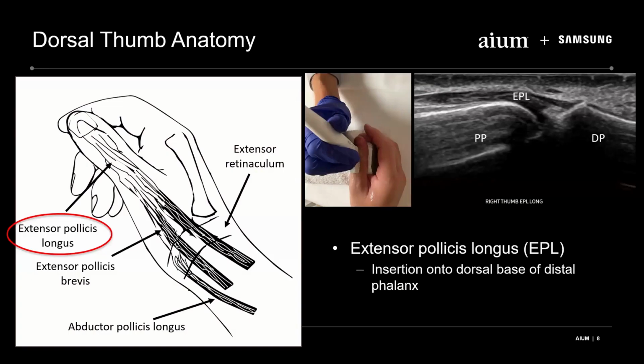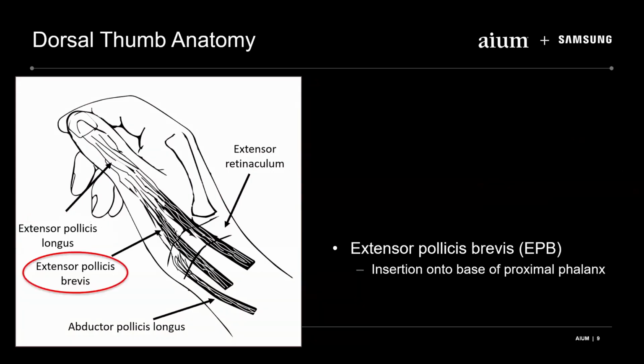But this is using a hockey stick 22 megahertz transducer, and we're oriented over that interphalangeal joint, and this is the image that you'll see. So the extensor pollicis longus here is inserting onto that distal phalanx. This is the interphalangeal joint. There's the proximal phalanx.